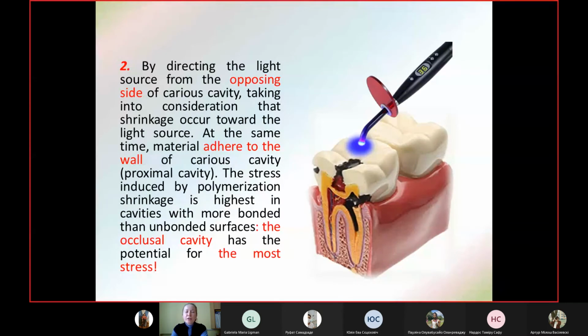Second possible way how to reduce polymerization shrinkage. It can't be removed, it only can be reduced. So by directing the light source from the opposing side of carious cavity, taking into consideration that shrinkage occurs toward the light source, at the same time material adheres to the wall of carious cavity, proximal cavity, and the stress induced by polymerization shrinkage is highest in cavities with more bonded than unbonded surfaces. It means that occlusal surfaces, class 1, is more susceptible to polymerization stress.